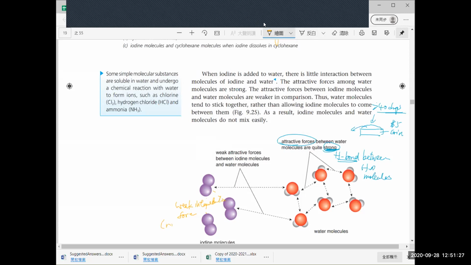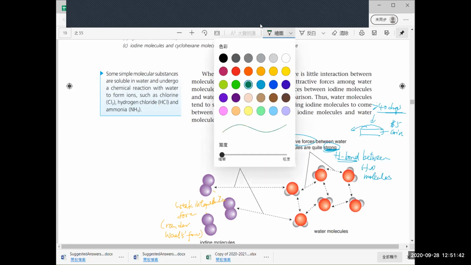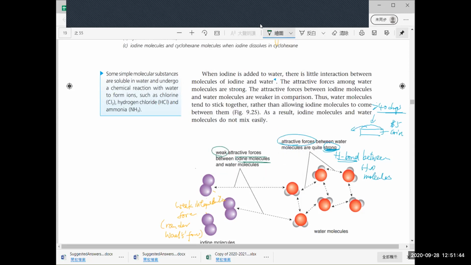That weak intermolecular force is just van der Waals force. So if I force to get a mixing of the two, you would have what? A rather weak attraction force between iodine molecules and water molecules. Which means that the iodine cannot go into the space between water, because the hydrogen bonds between the water molecules are too strong to overcome.